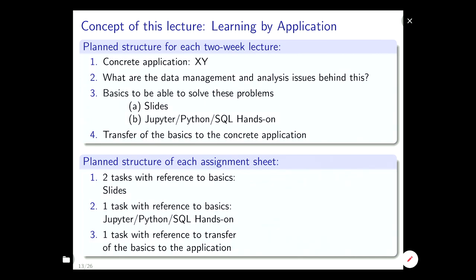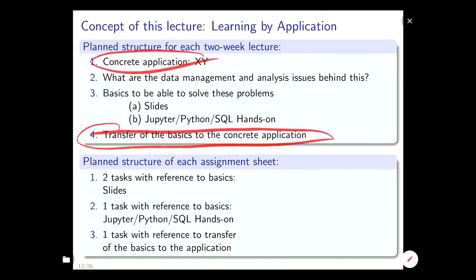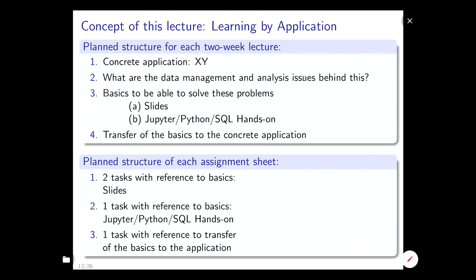You will have 2 views on the application. First, it's an application that does things. And then finally you will get the other view where you know, right, it uses this technique, and there's that technique, and so forth. And for the assignment sheets, the structure is mostly like that. You will have 2 tasks with reference to basics, so the slides, 1 task on hands-on Jupyter notebooks, and one task with reference to transfer of the basics to the application. That's basically the structure of the assignment sheet.